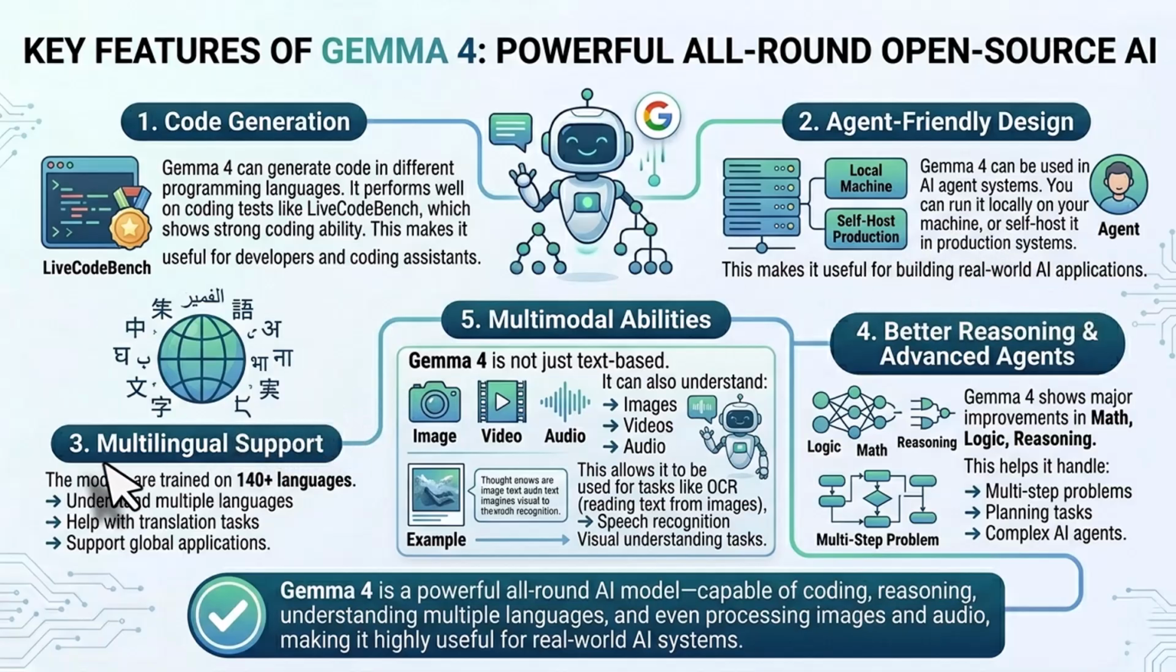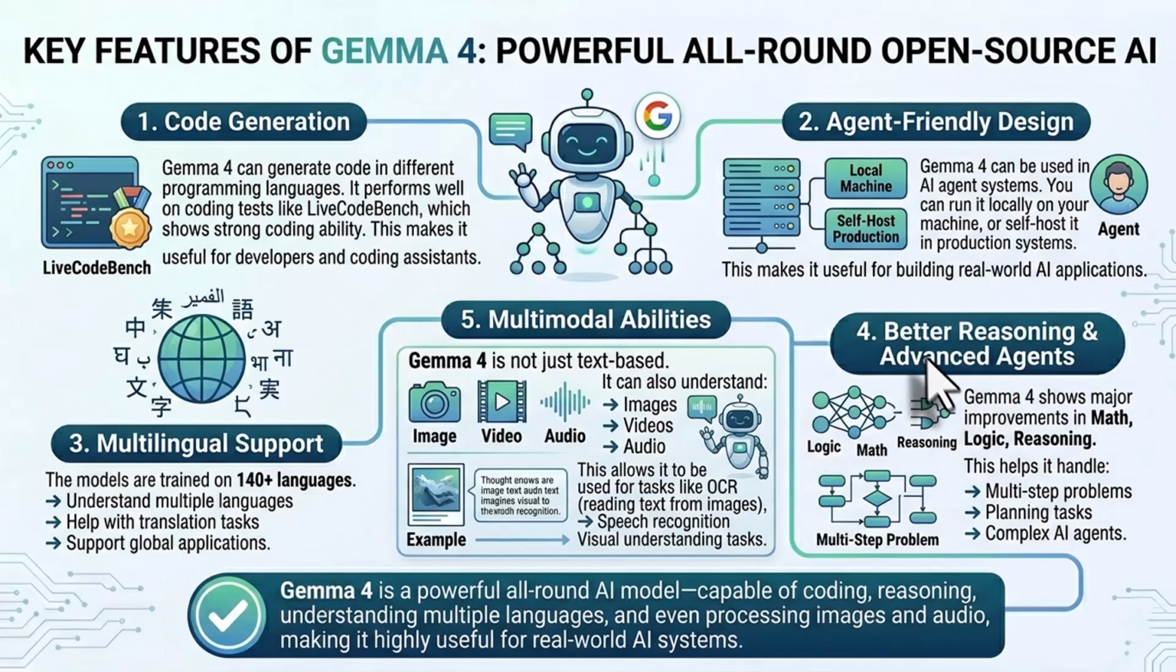Okay. And the third key feature is multilingual support. The models are trained in 140 plus languages, and the models can understand multiple languages, and they can help with translation tasks as well. Also, these models can support global applications, okay?